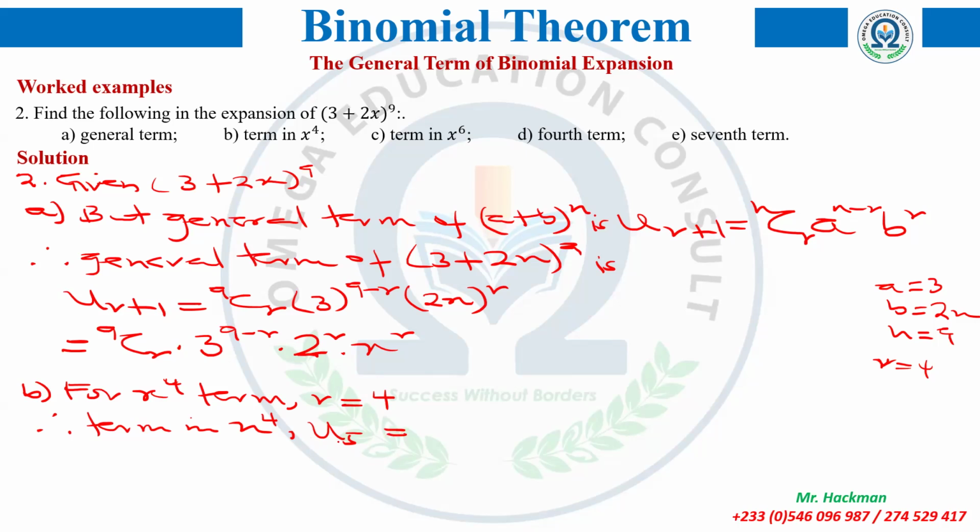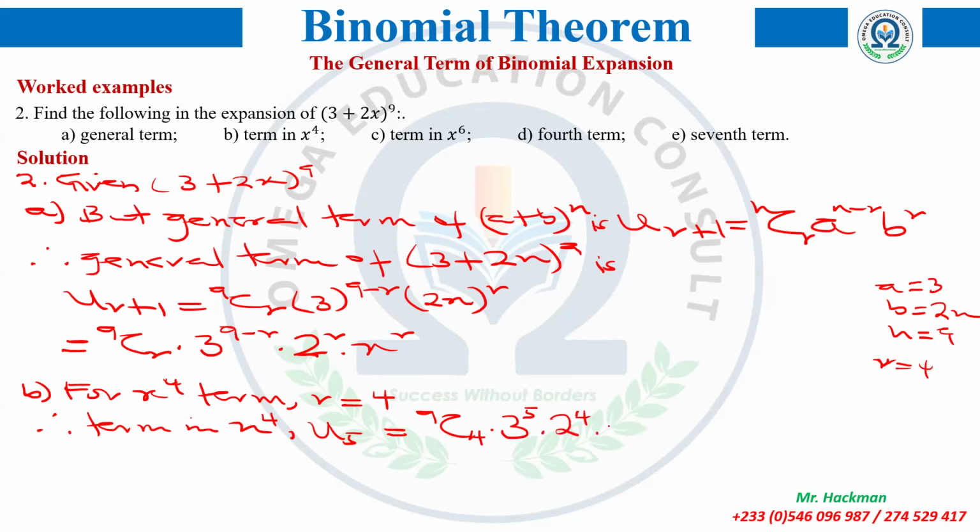So that will be equal to 9 combination 4, very good, times 3 to the power 9 minus 4, which we all know is 5. So you can do it mentally. I've told you, if it's subtraction, addition, you do it mentally. Times 2 to what power? Power 4. R is 4. I hope you are with me.